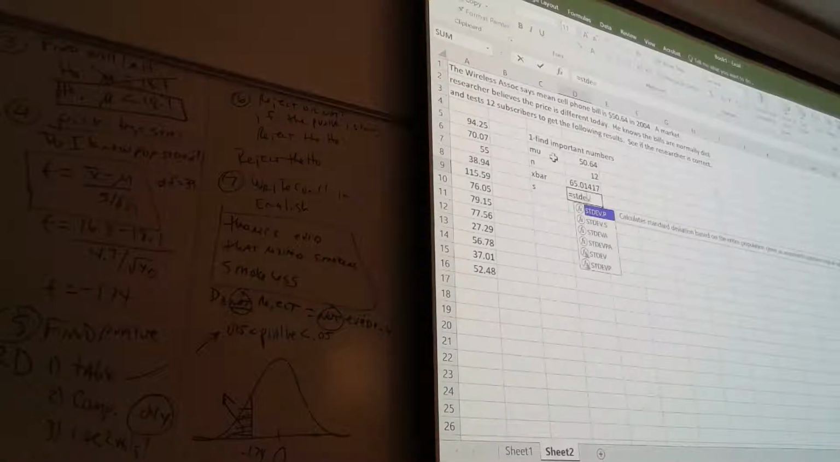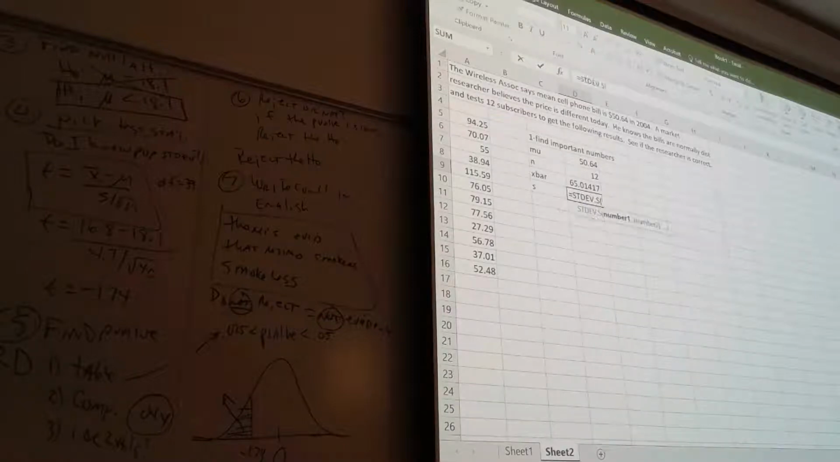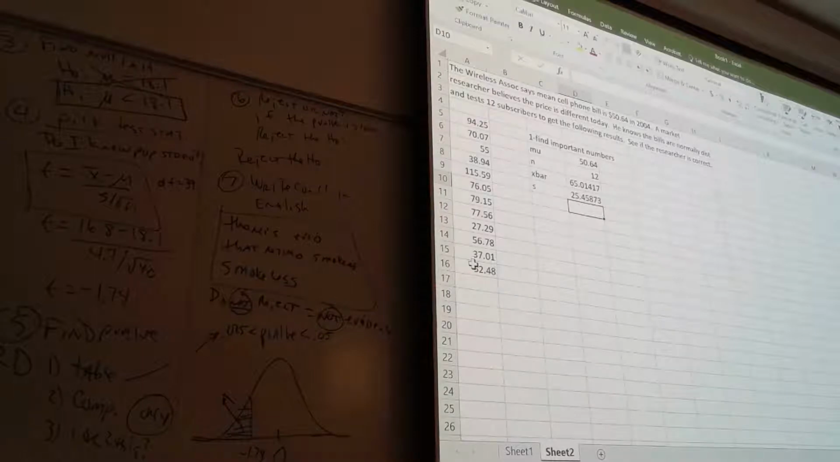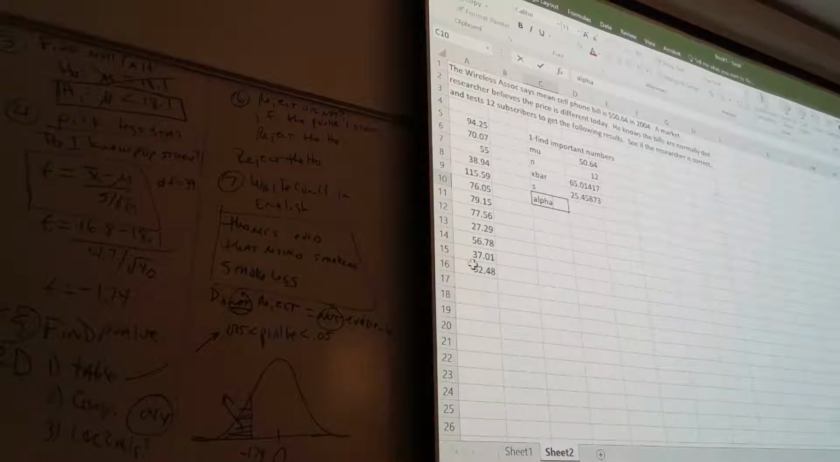STDEV, right? Which one? S, right? We're using the sample. Okay, this is a sample of 12. Are there any other things I need? We said the alpha is 0.05. You assume that alpha is 0.05 because it wasn't specified.